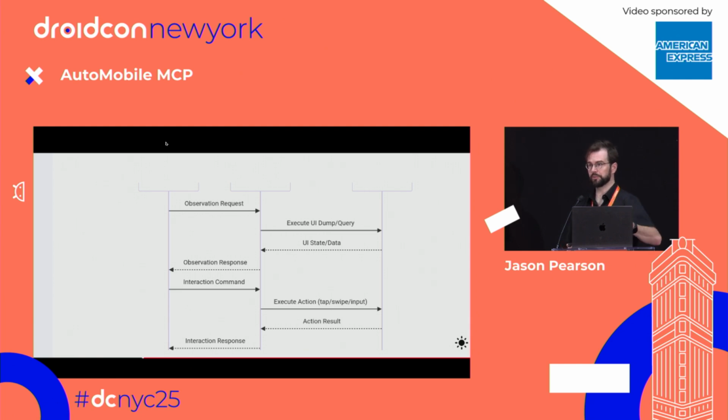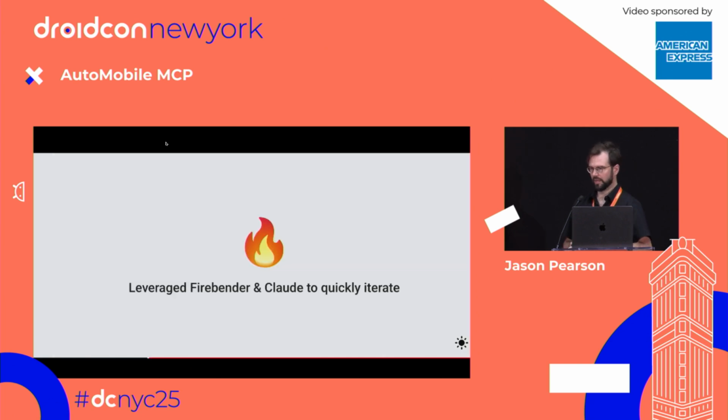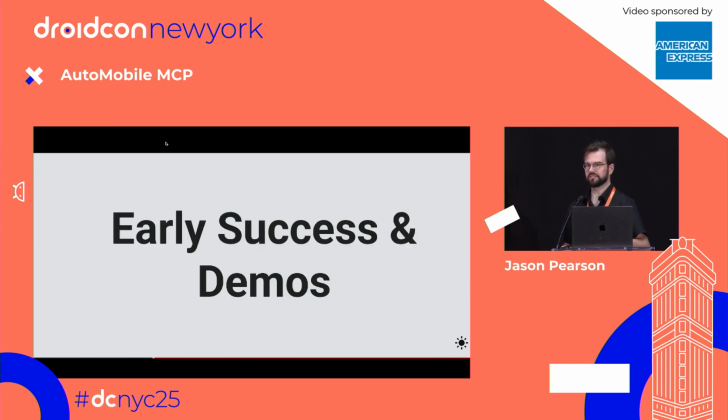And sometimes there are multiple interactions that you can do off of one observation, just like a human does. You don't look at the screen, tap to see if you have focus on a text field, and then observe that the keyboard comes up. You just start typing. So what if we just did that? I leveraged Firebender and Claude, the latest models, in order to quickly iterate, and I had some early success in demos.